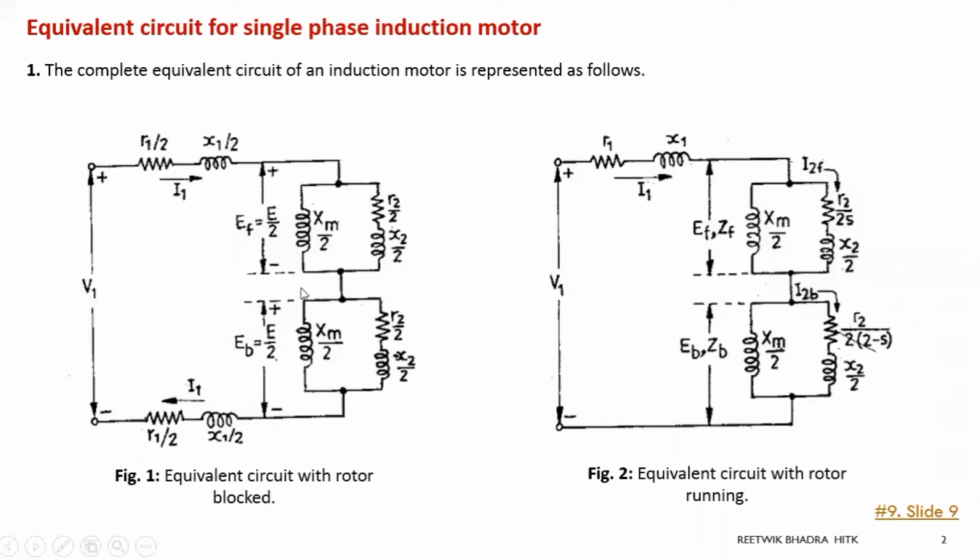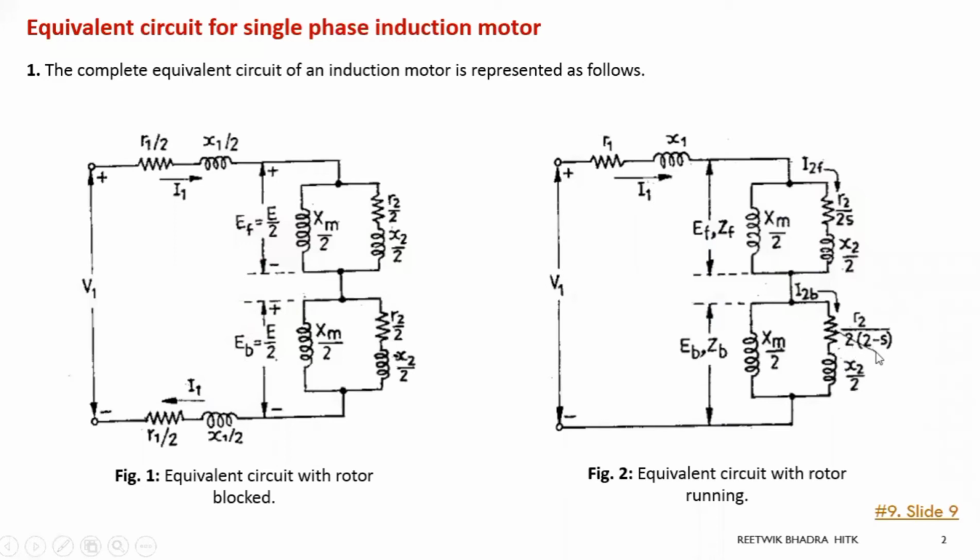Please be careful. What I told you to remember is to use slip, because if you remember this second diagram and put in the conditions, you will get the first diagram. So remember the second diagram. See over here, you have taken R1 and X1 as a whole. You could have drawn R1 by 2 and X1 by 2 also, no problem. For the forward field, it is Xm by 2, X2 by 2 and R2 by 2S. Remember, the slip due to the forward field was SF equal to S, and the slip due to the backward field SB was equal to 2 minus S. Please recall the last day's lecture.